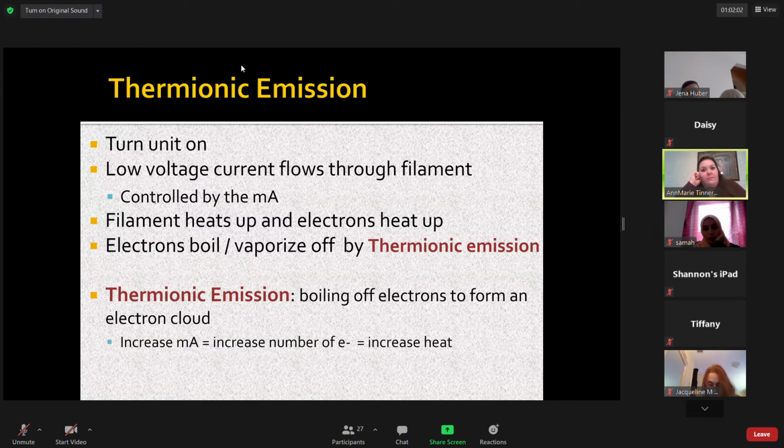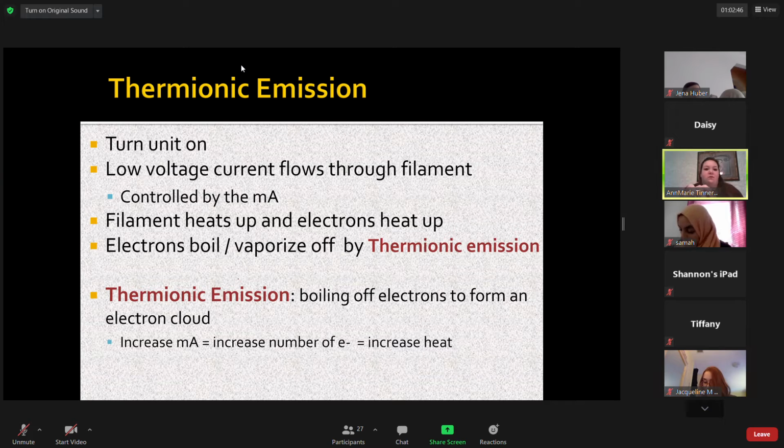All right, thermionic emission. This is when you turn the unit on, it allows this low voltage current to flow through the filament. And this is controlled by MA or milliamperage. The filament will heat up, causing the electrons to heat up. As those electrons heat up and boil, they vaporize off, which causes this thermionic emission. So thermionic emission is essentially the boiling off of electrons.